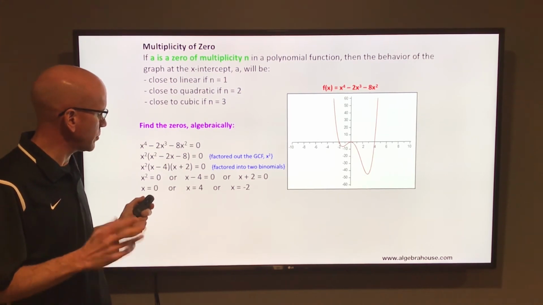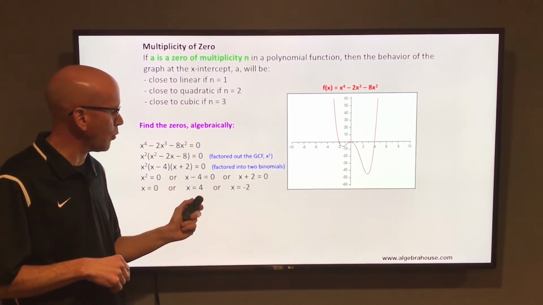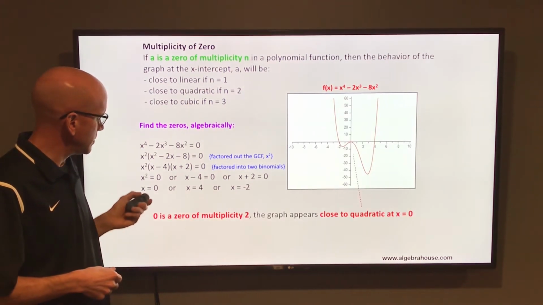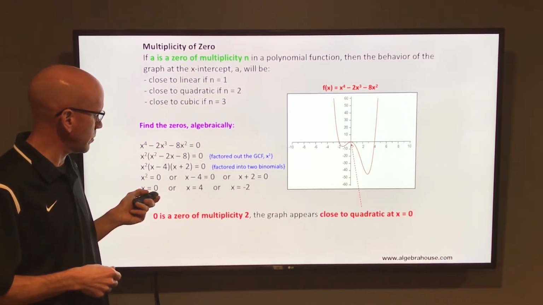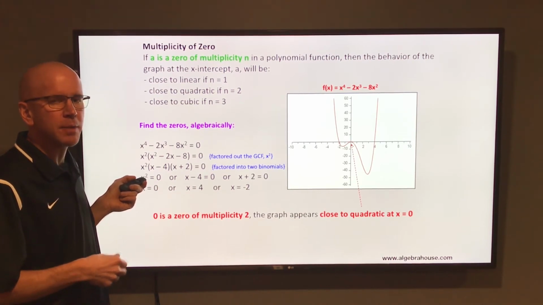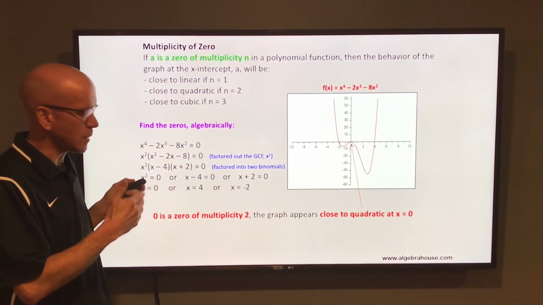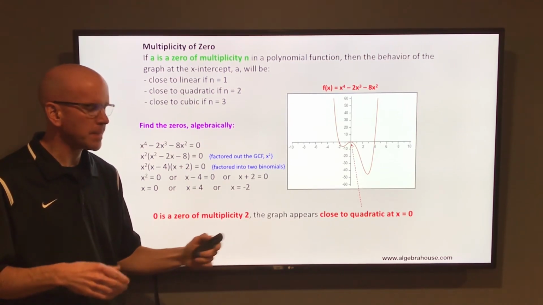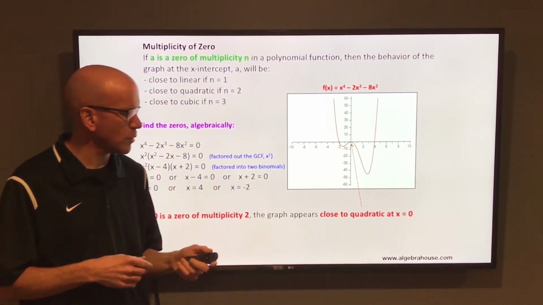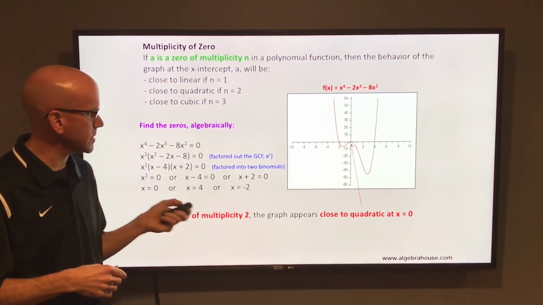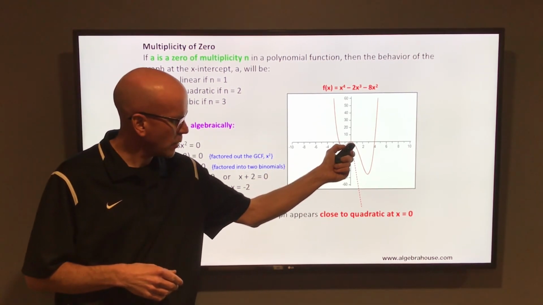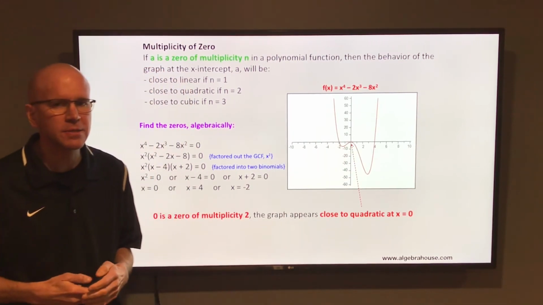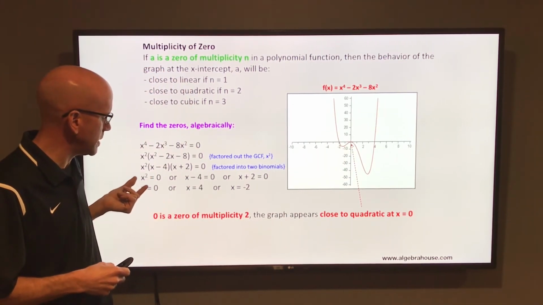So x equals 0 twice, x equals 4, and then x equals negative 2. Looking at the multiplicities, where x equals 0, that has a multiplicity of 2, because it was x times x. So x equals 0 and x equals 0 again, that is a multiplicity of 2. And remember, the graph will look close to quadratic where x equals 0. If we look at that graph where x equals 0, you can see it takes on a U shape because that multiplicity is 2.